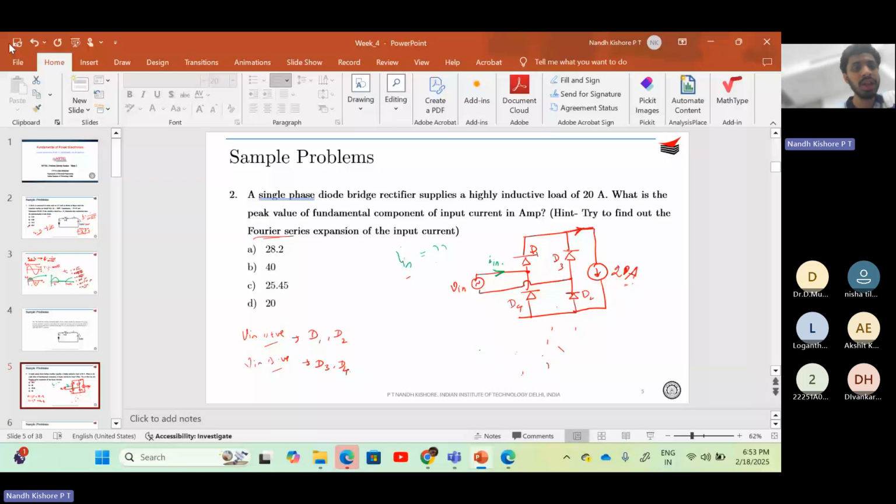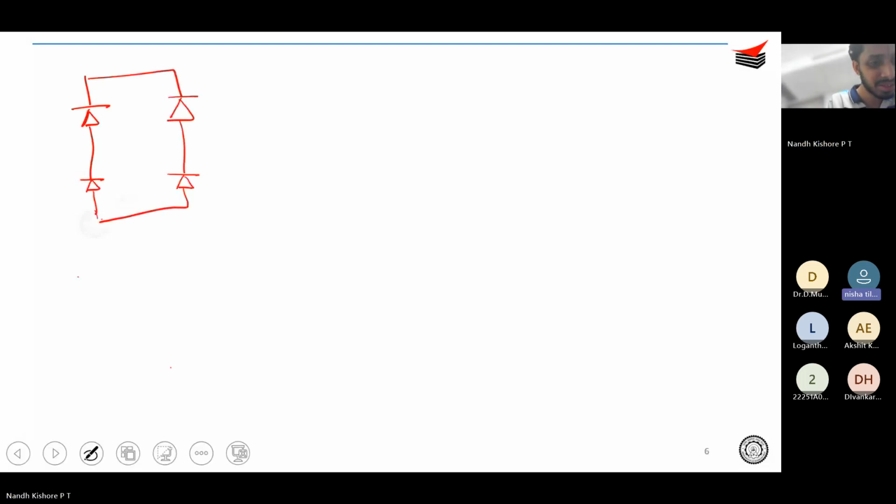So In is a square wave. Why do you feel so? Sir, in output we get a constant current of 20 amperes. Correct. That is why I think it's a square wave.